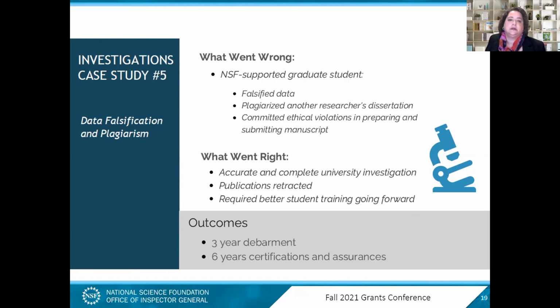And the next case is under our research misconduct regulation, which is 45 CFR 689. Finding a research misconduct requires that there be a significant departure from accepted practices of the relevant research community, that the research misconduct be committed intentionally, knowingly, or recklessly, and that the allegation be proven by preponderance of the evidence. So in this case, an NSF-supported grad student falsified data, plagiarized another researcher's dissertation, and committed ethical violations in preparing and submitting manuscripts, which were published in two journals.